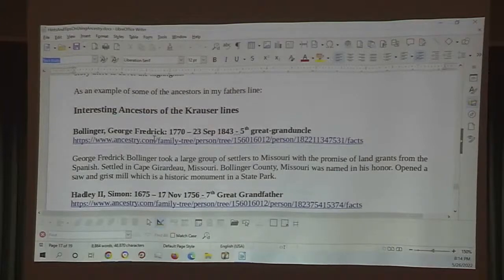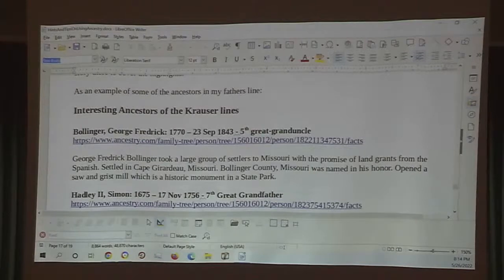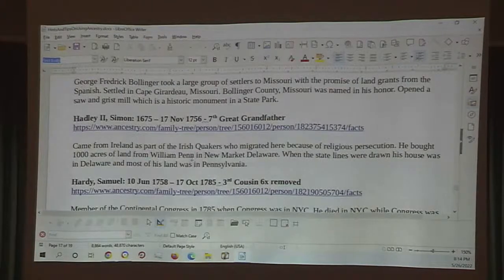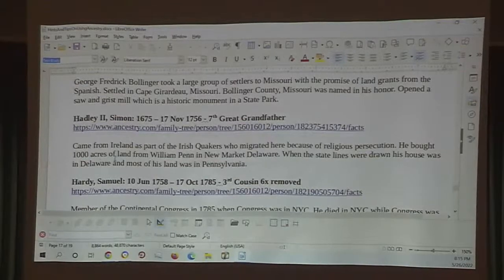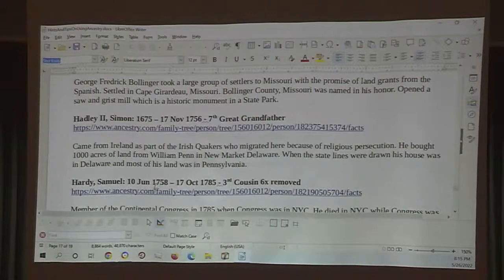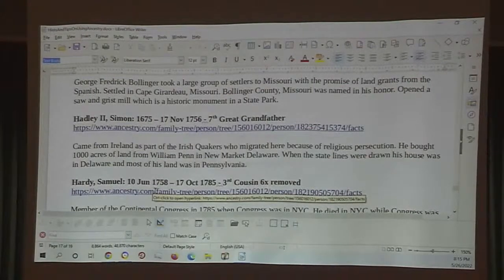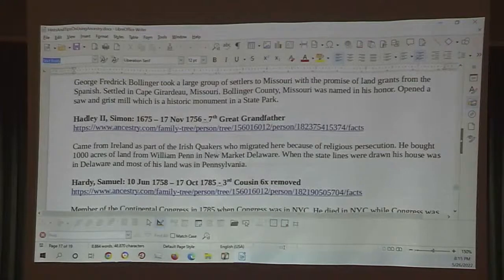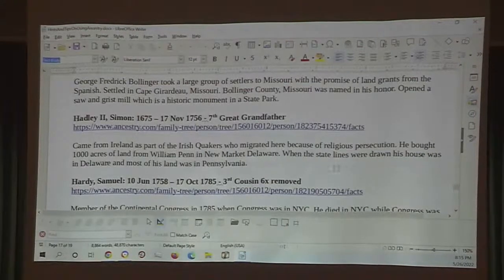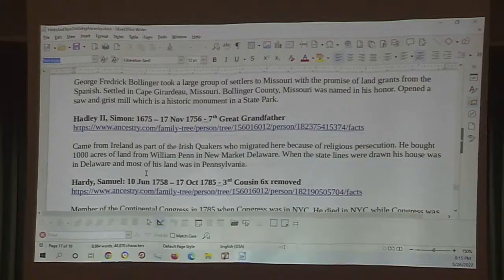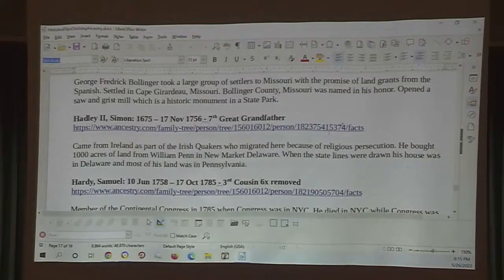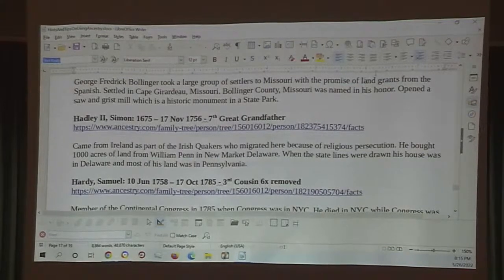Okay, and then Hadley Simpson here came from Ireland as part of the Irish Quakers, immigrated here because of religious persecution. He bought 1,000 acres of land from William Penn. Interesting fact. You know who William Penn is. Okay. In Newmarket, Delaware, when the state lines were drawn, his house was in Delaware and his land was in Pennsylvania. The state line was right through his property. Okay. And his house is still there, but it's a private house and it's up a long driveway. You can't drive up the driveway and see the house, but it's still there.